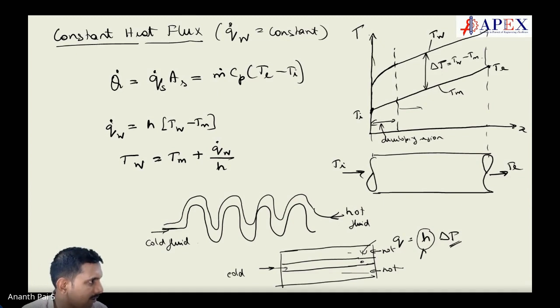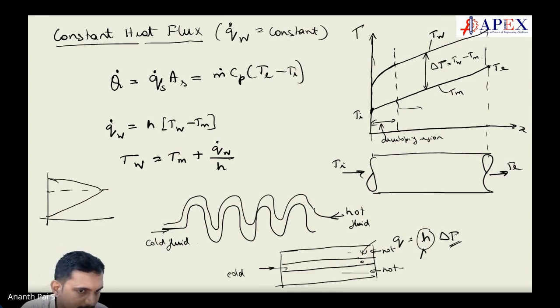You can have a particular type of thing only. See, for example, if you have a cold fluid, now here the cold fluid is at a low temperature. The hot fluid is at high temperature. So what will happen? The cold fluid will go like this, the hot fluid will go like this. It will reach this temperature only. The heat transfer is reduced.